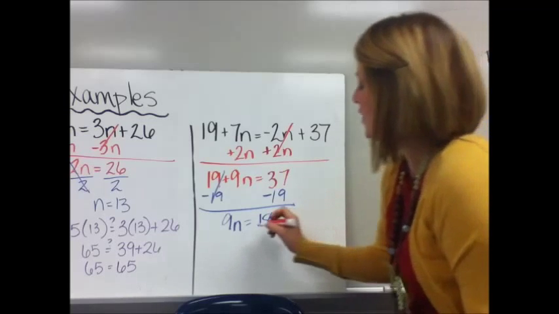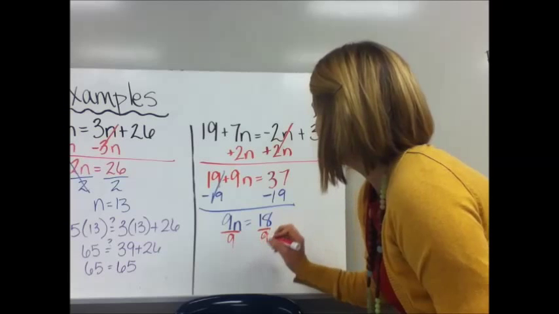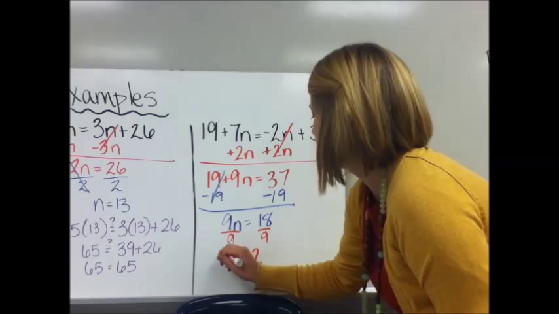Let's see, I'll do red. I'm going to undo multiplying by 9 by dividing by 9 on both sides. And then n equals 2.